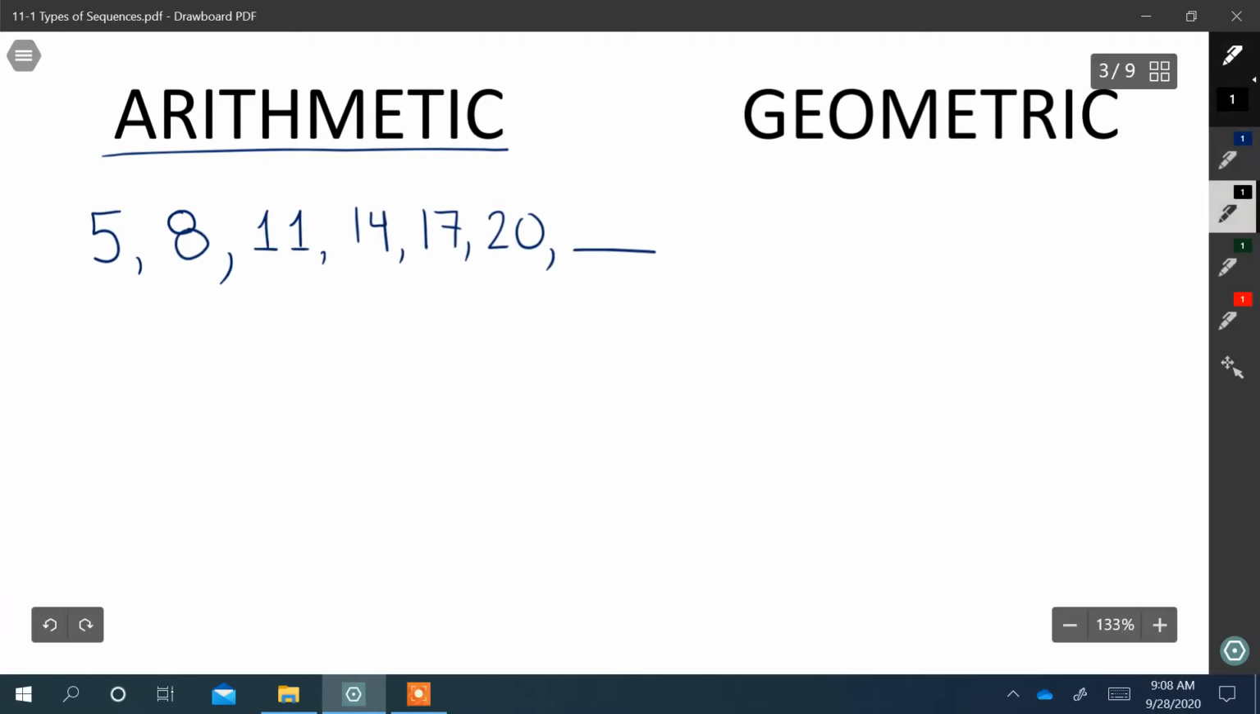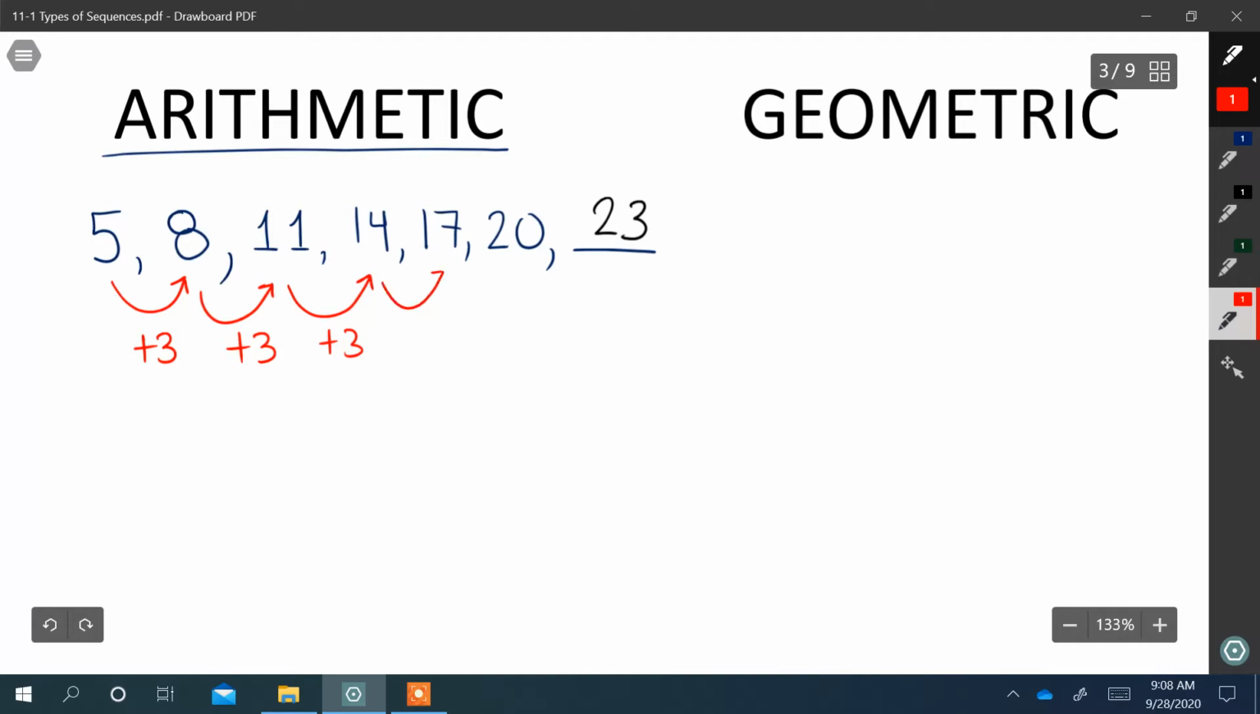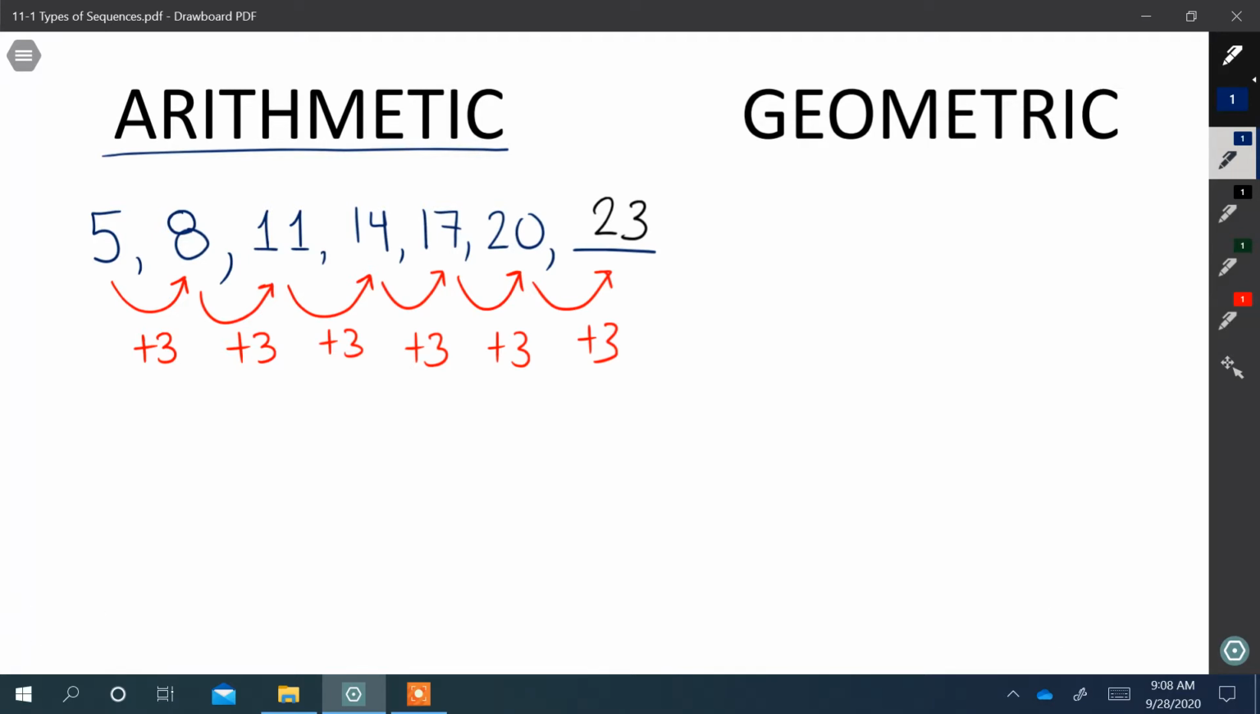All right. So if you answered 23, that is correct. What is it that I'm doing then? Well, I'm adding 3 all the time. So an arithmetic sequence is a list of numbers where you're adding or subtracting a fixed number. Okay, let me say that again a different way.